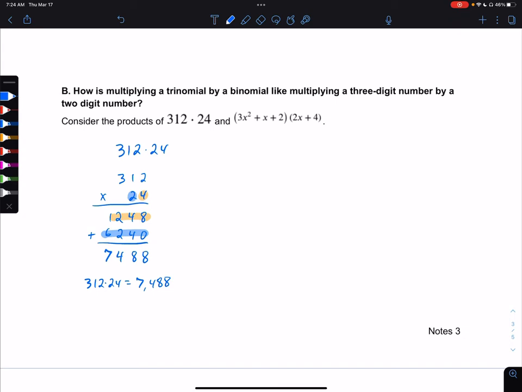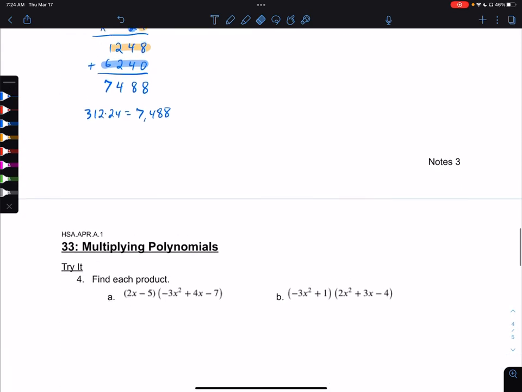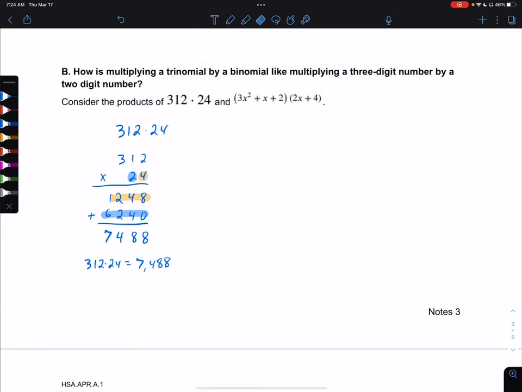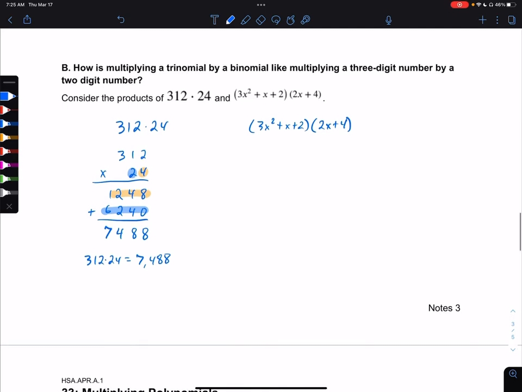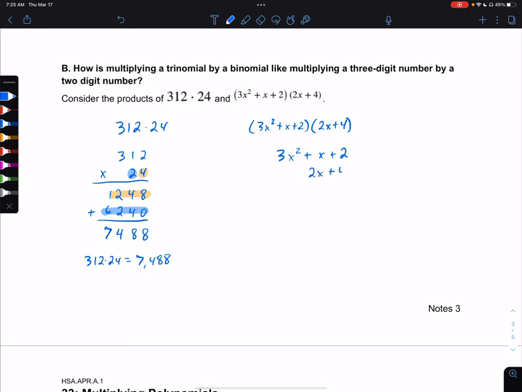So now we can apply this same type of concept, the same process, to 3x squared plus x plus 2 times 2x plus 4. Again, this is just a way to help you stay organized. So we have 3x squared plus x plus 2 and 2x plus 4. And we're going to multiply those. We shouldn't really use an x, but we're going to use multiplication here.